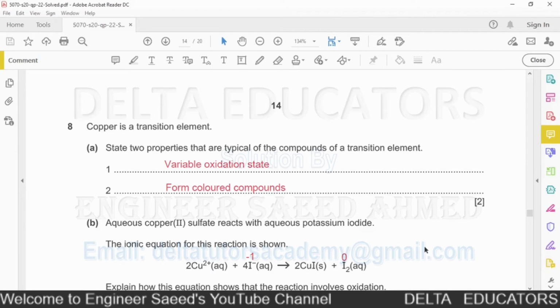Second property we can write: they form colored compounds. We know the color of copper sulfate is bluish and copper is a transition metal. So we can say that for transition metals, the compounds formed are colored. So the two properties: one property is variable oxidation state and the second property is that they form colored compounds.